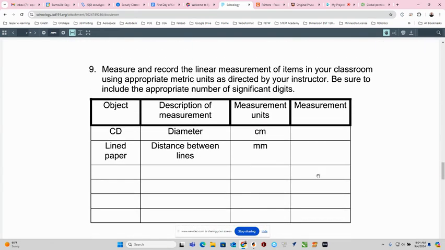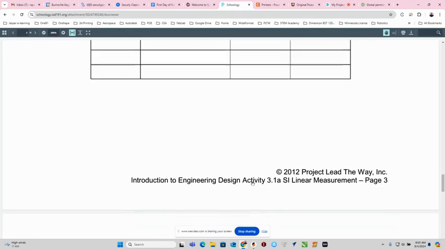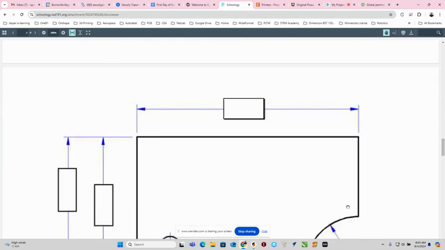This one here, if you don't have a CD, that's fine. Hopefully you have line paper, but just measure the distance between the lines. If you don't have a CD, just find something circular, maybe a water bottle, and then find 4 other items to measure. I don't care what they are; just give me the overall length of the object. You don't have to give me detailed measurements. So if you chose a computer mouse, just give me the length of the computer mouse. And then that should be it.